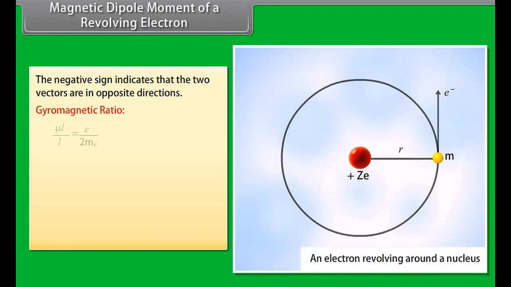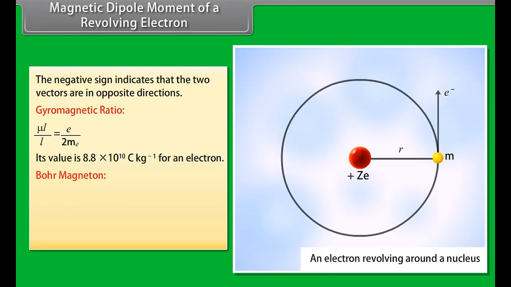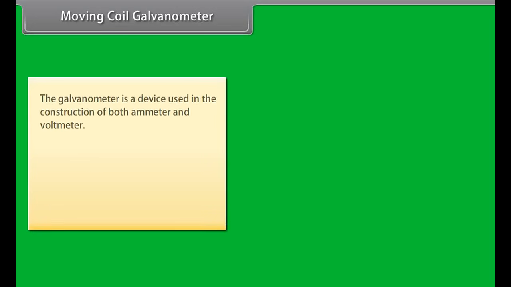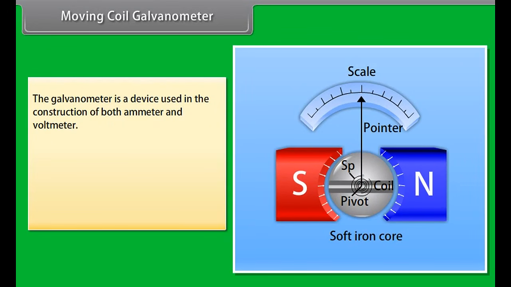Gyromagnetic ratio. Mu L upon L is equal to e upon 2 me. Its value is 8.8 into 10 raised to the power 10 coulomb per kilogram for an electron. Bohr magneton. Mu B is equal to e h upon 4 pi me. Its value is constant and equals 9.27 into 10 raised to the power minus 24 ampere meter square. Moving coil galvanometer. The galvanometer is a device used in the construction of both ammeter and voltmeter.